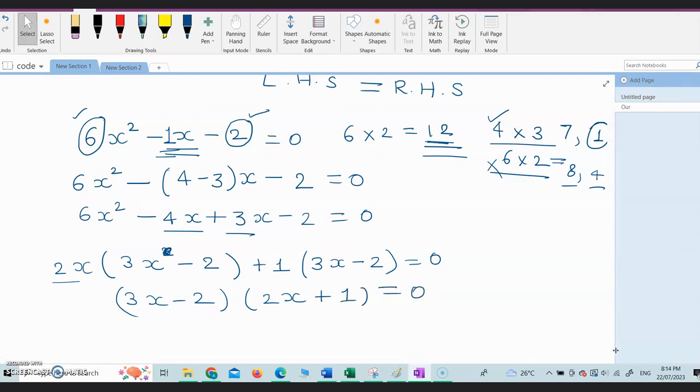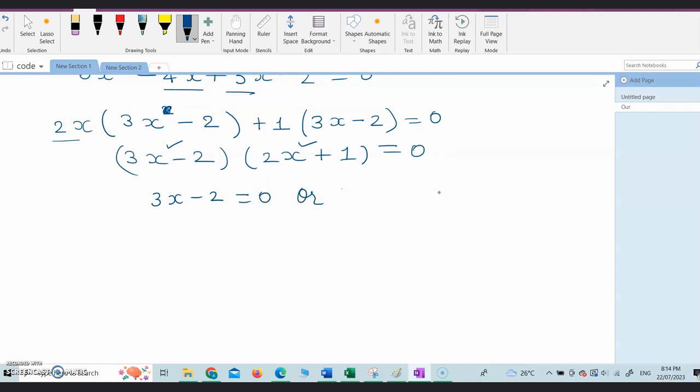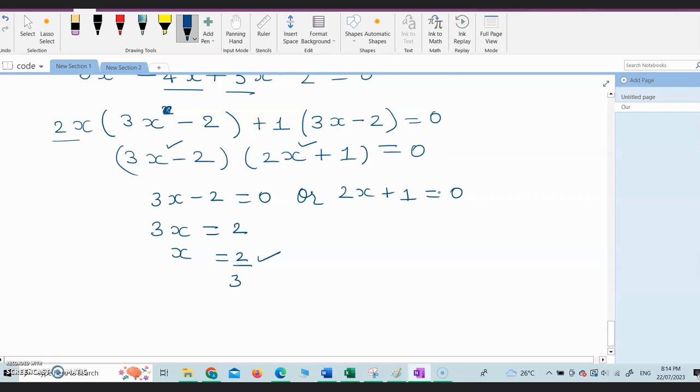Now we will use the zero product rule over here. As we learned in the last class, either this term is 0 or that term is 0. So I can say 3x minus 2 is 0 or 2x plus 1 is equal to 0. If 3x minus 2 is equal to 0, that means 3x is equal to 2, x is equal to 2 by 3. This is one of the factors. Or if 2x plus 1 is equal to 0, that means 2x is equal to minus 1, x is equal to minus 1 by 2. So this is the second factor.